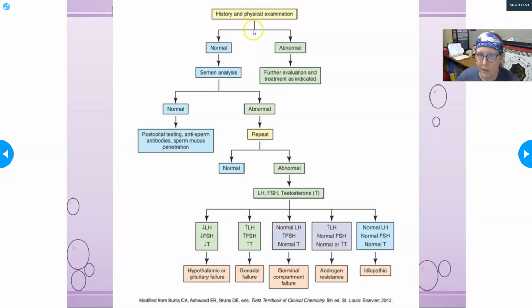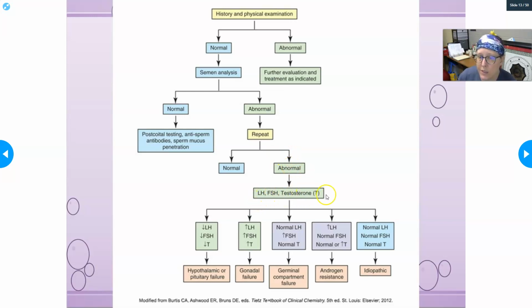So let's say everything is fine in a physical exam, do a semen analysis. If it is normal, then maybe do some postcoital testing to see if there's something that's killing the sperm after they've been released in the female. Are there any anti-sperm antibodies? Can the sperm penetrate the mucus, etc.? So go into that. But if the semen analysis is abnormal, we're going to go ahead and repeat it. And of course, if it's abnormal again, then we're going to look at hormone levels.